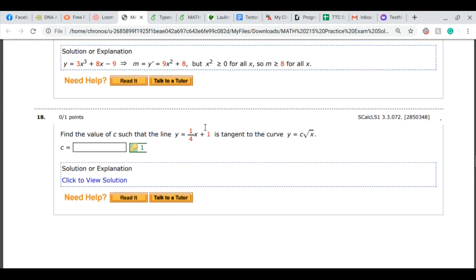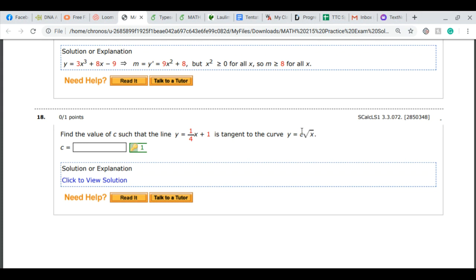So, all right, I feel like there's a small error there. Because the point is here that if this line, 1 fourth x plus 1, is tangent to this curve, that means the slope, 1 fourth, has to be equal to the derivative of this function at some x value. And at that x value, the value of the function should give the same value as 1 fourth times x plus 1.